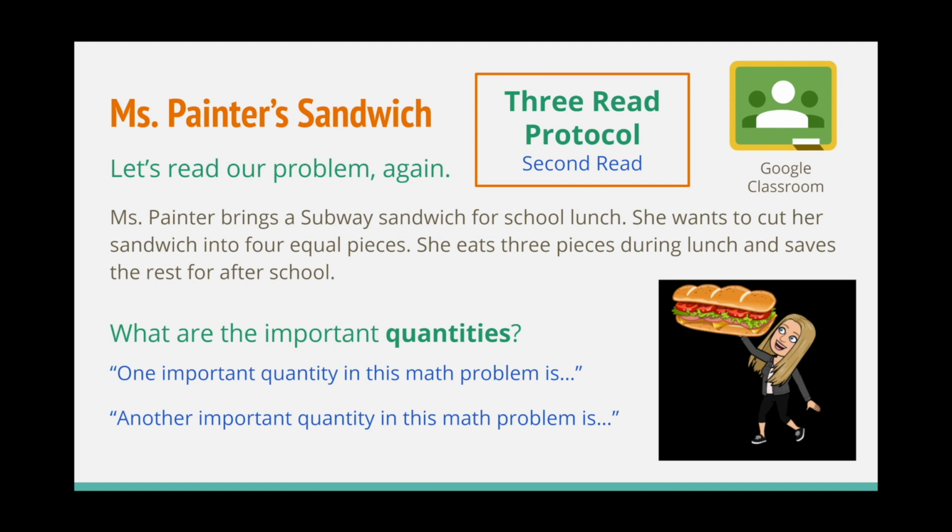Read number 2. Miss Painter brings a Subway sandwich for school lunch. She wants to cut her sandwich into 4 equal pieces. She eats 3 pieces during lunch and saves the rest for after school. So what are the important quantities? And I want you to use those sentence stems. One important quantity in this math problem is. Another important quantity in this math problem is.